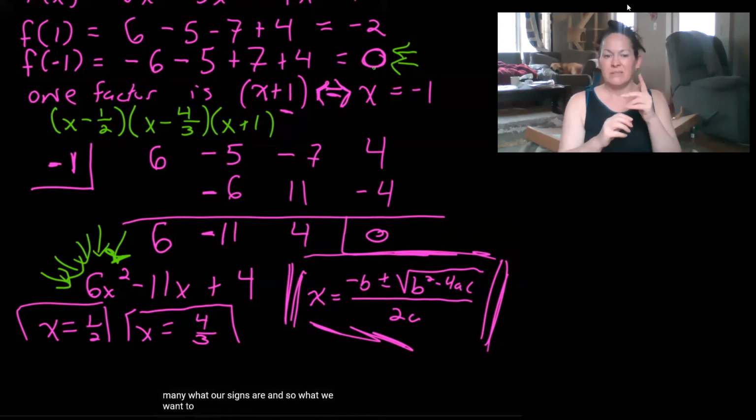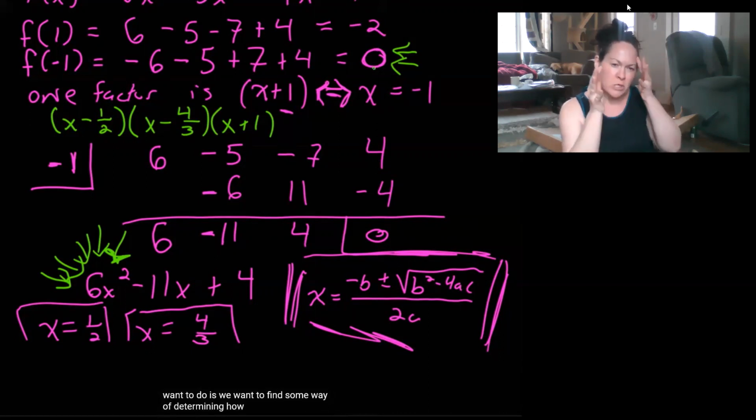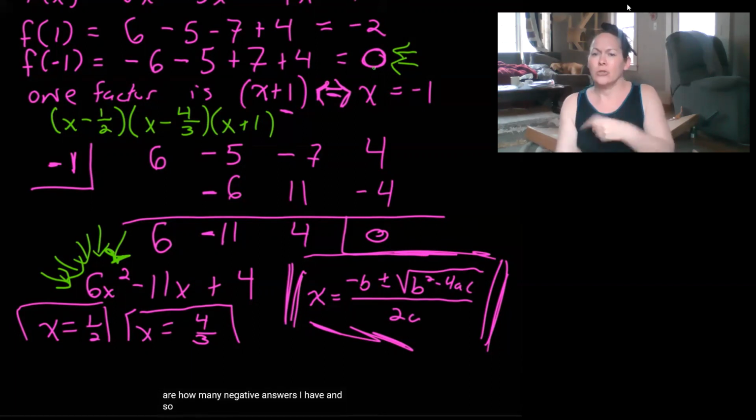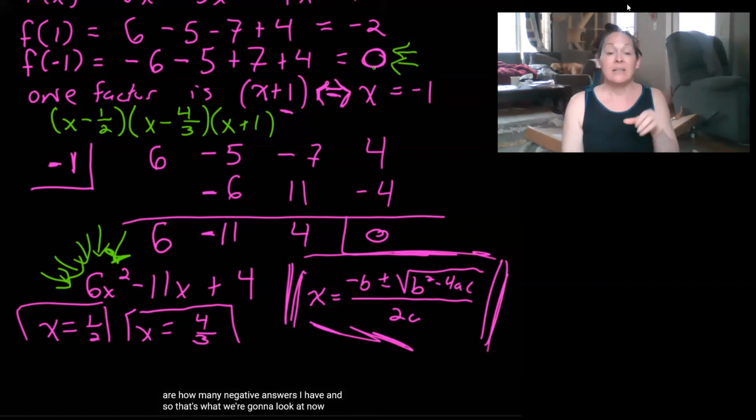But notice I said some things about needing to know what our signs are. And so what we want to do is find some way of determining how many positive answers or how many negative answers I have. And so that's what we're going to look at now.